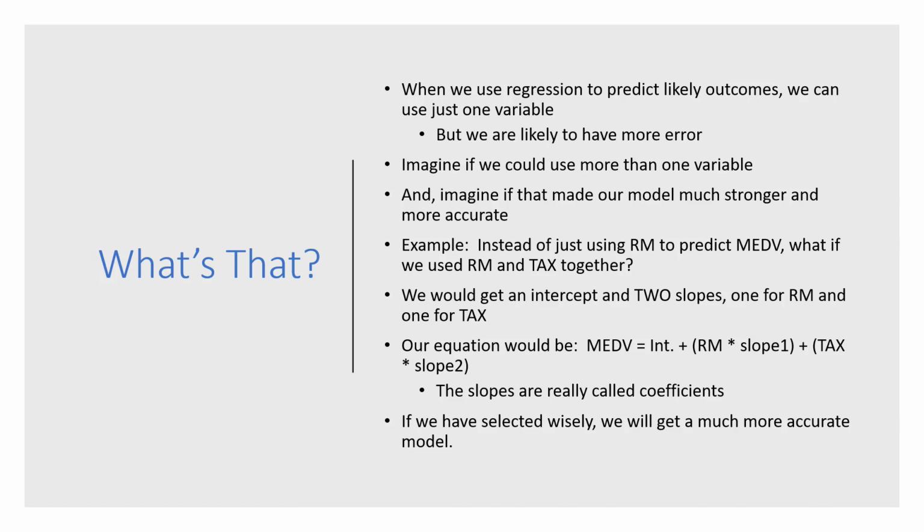So we would get an intercept, which we always get just one intercept in any regression model, whether it be single variable or multiple variable, and then we would get two slopes. One would be for the room variable and the other would be for the tax variable. And then we would set up an equation that said median value is equal to our intercept plus our room variable times its slope plus our tax variable times its slope.